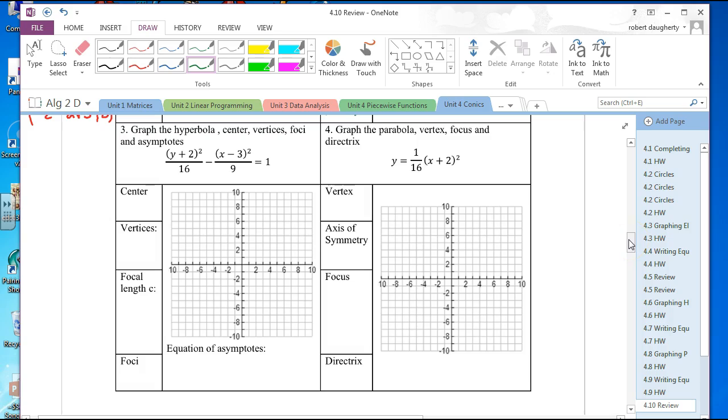Number 3, graphing a hyperbola again. This is a vertical hyperbola. So I can tell that the center is going to be at 3, negative 2. I know the vertices. If this is vertical, the vertices are going to be on a vertical line going through here. I know that a is equal to 3, b is equal to 4. So the vertices are going to be vertical up a distance of 4. 1, 2, 3, 4. So the vertices are going to be at 3, 2, and at 3, negative 6.